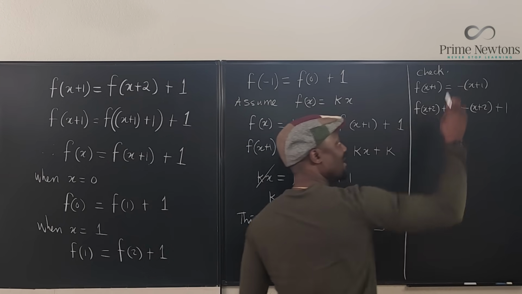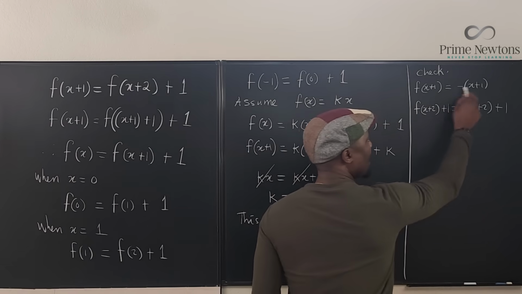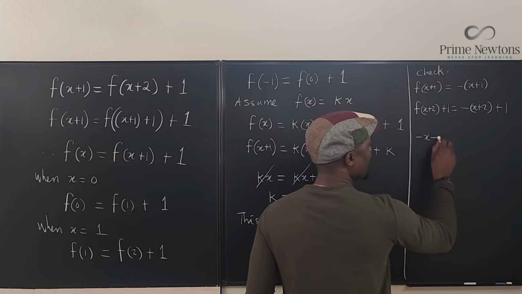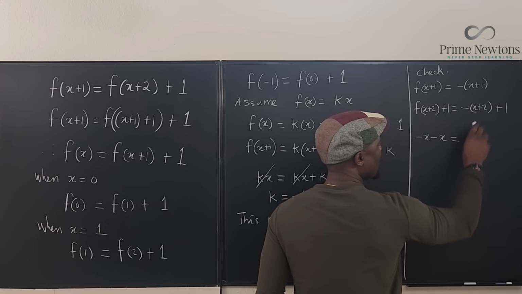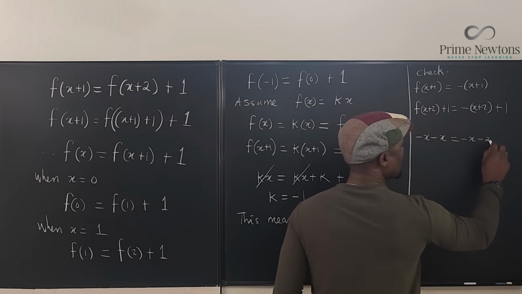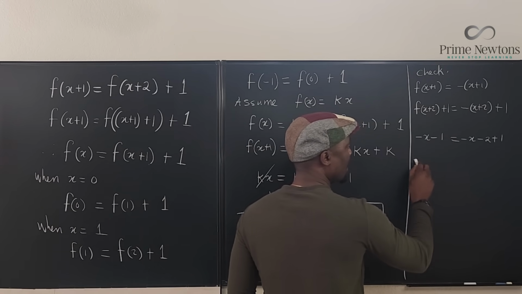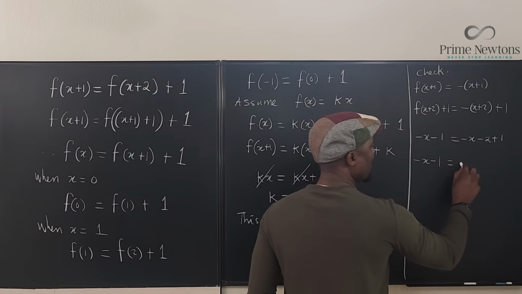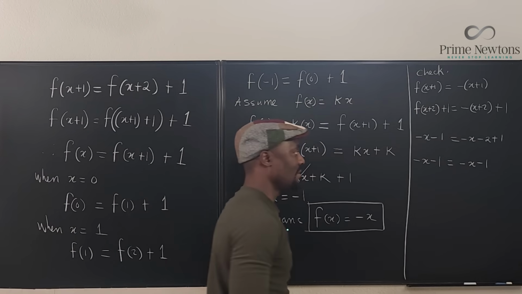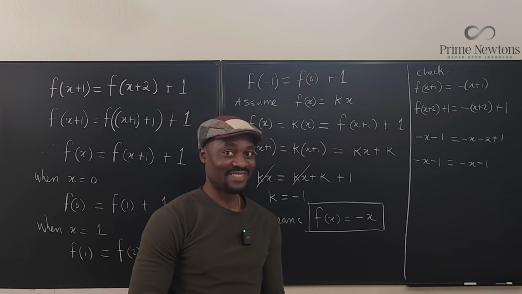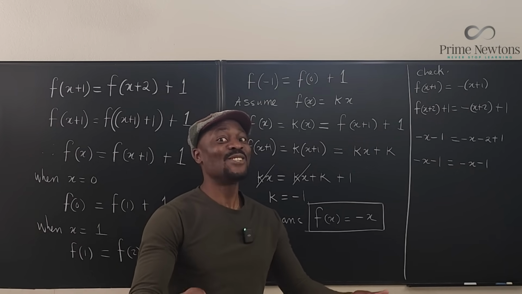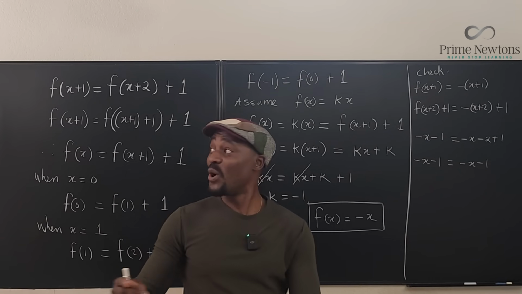So let's see if this and this are the same. What do we get on top? Negative x minus x. Is it equal to negative x minus 2 plus 1? Sorry, this is minus 1. Well, negative x minus 1 equals negative x minus 1. Looks like it's true. It is always true. It doesn't matter what you do.